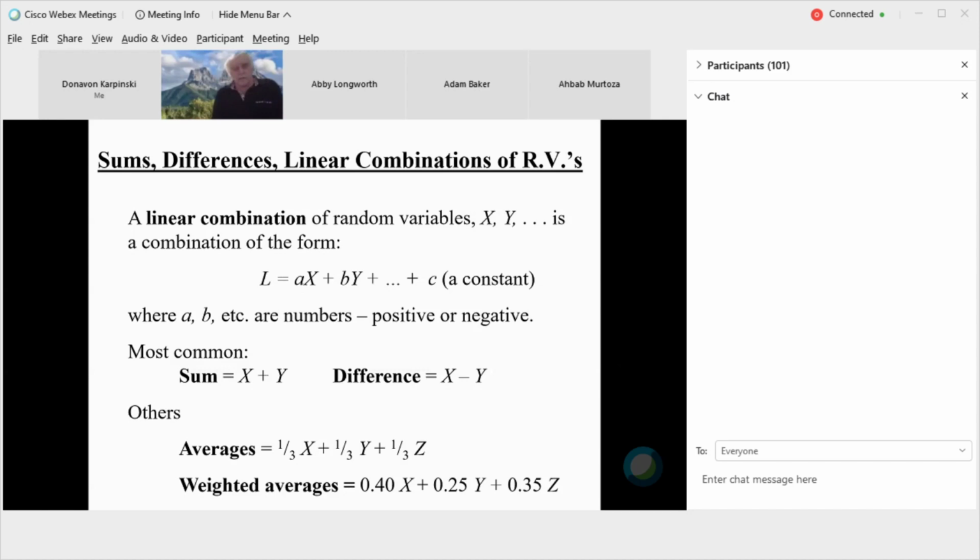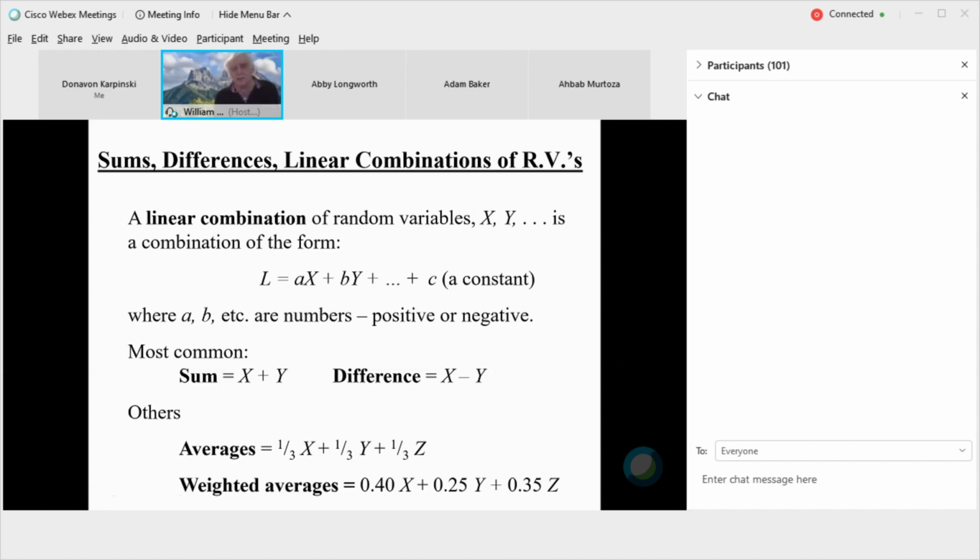Quite often, from the random variables X, Y, and Z, we want to compute what's called a linear combination of X, Y, and Z. There we have numbers A, B, and C. We multiply X by A, Y by B, add those up, and then we add C.